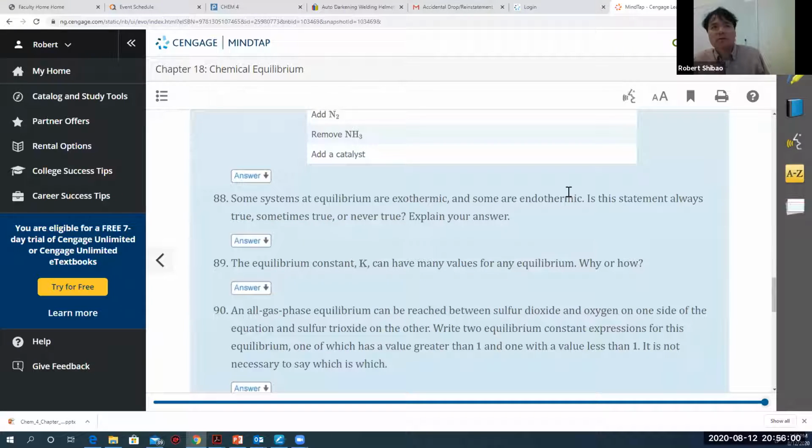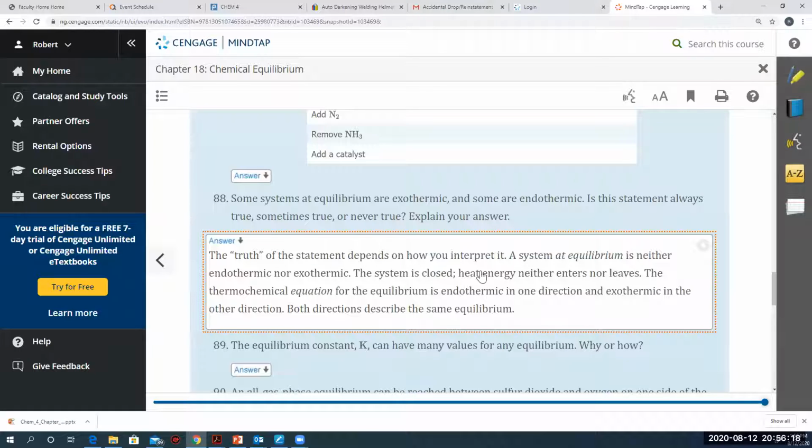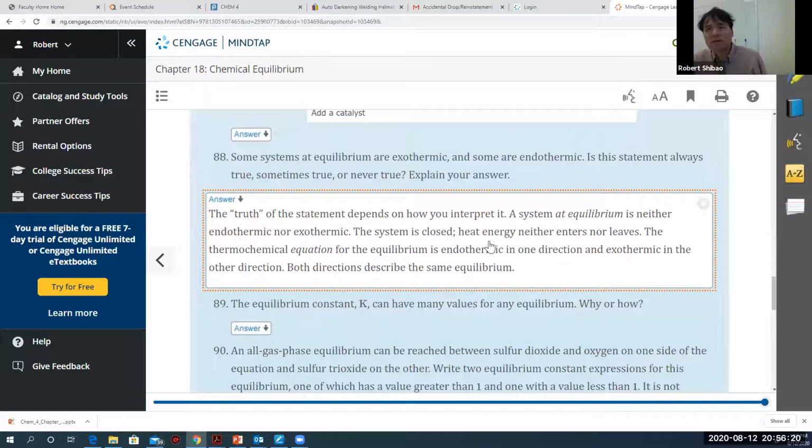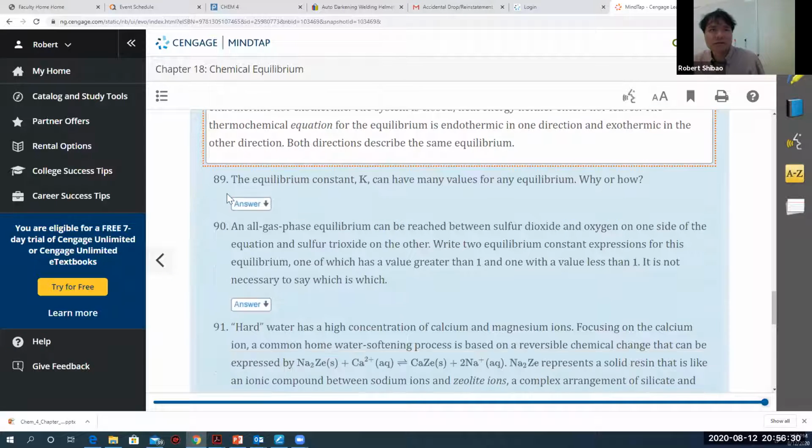Some systems at equilibrium are exothermic and some are endothermic. Is this statement always true, sometimes true, or never true? Actually, some systems at equilibrium are exothermic and some are endothermic. I don't understand this question. So the truth of the statement depends on how you interpret it. A system at equilibrium is neither endothermic nor exothermic. The system is closed. Yeah, that's why I didn't understand it. But the reaction could be, you know, in one direction or the other direction. So the forward direction is, so it depends on how you interpret it. That makes sense. But that question I don't like, so let's skip that.